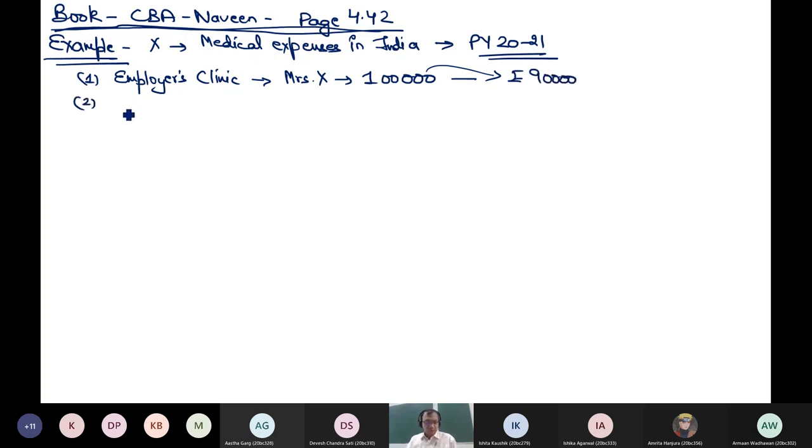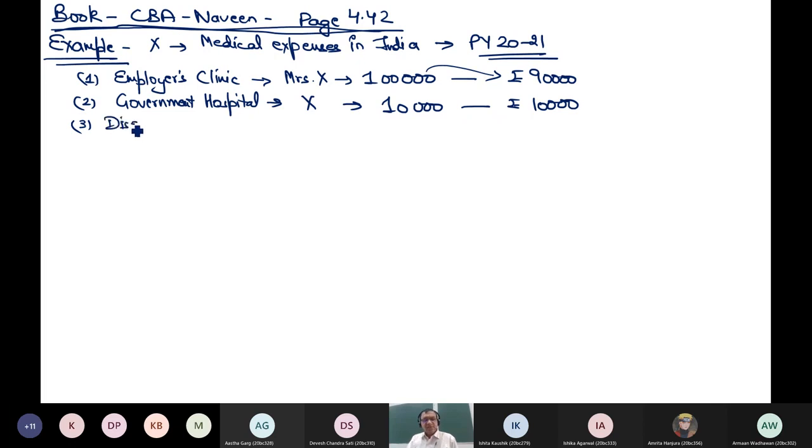Second point. Expense incurred at which place? Government hospital. On whose health? X's own health. Expense incurred 10,000. Amount reimbursed 10,000. Third point. Disease which is written in Rule 3A. I will show you the name of those diseases after this question. Diseases which are mentioned in Rule 3A, ignore the sub-rule, you can only write 3A, in a hospital approved.